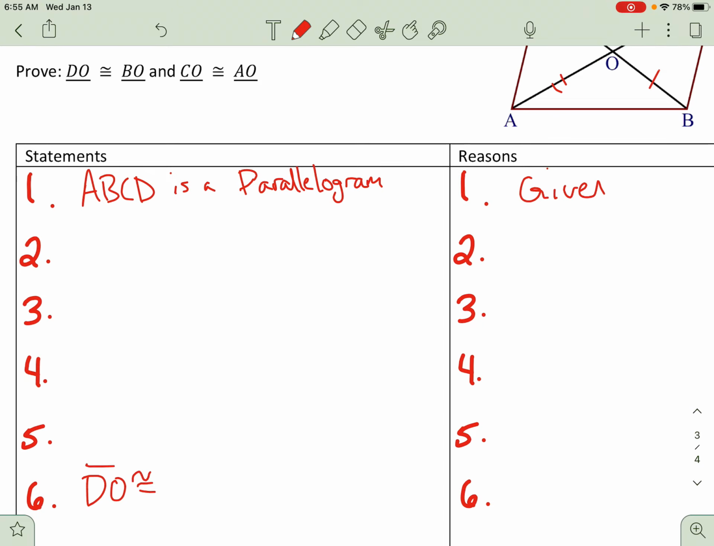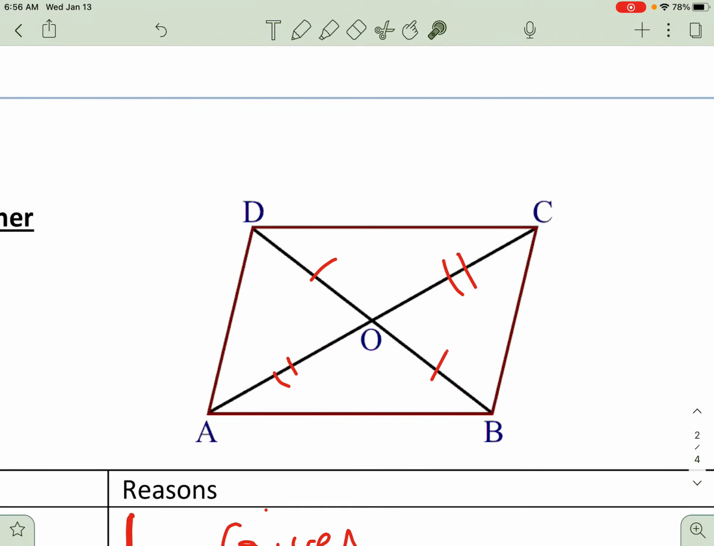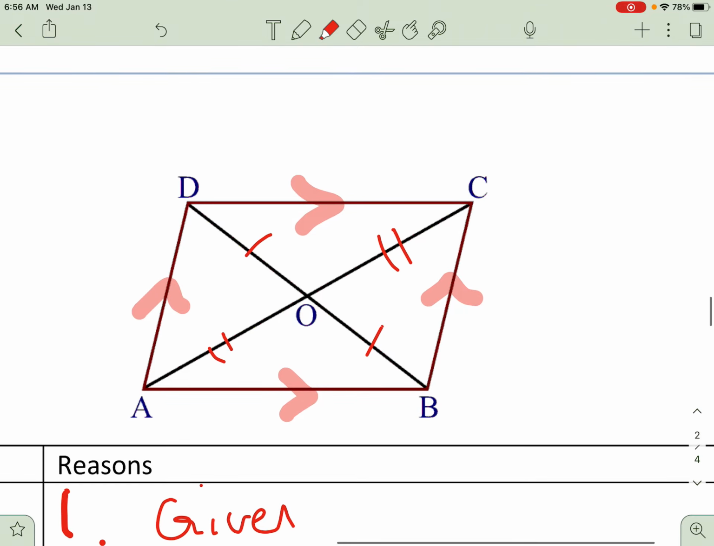So line DO is congruent to BO, and line CO is congruent to line AO. That's what we're trying to prove. And we already know that we're going to prove the triangles are congruent, so this is going to end up being CPCTC. Coming back up here, because it is a parallelogram, that tells us, don't forget, that these are congruent, parallel lines, right?